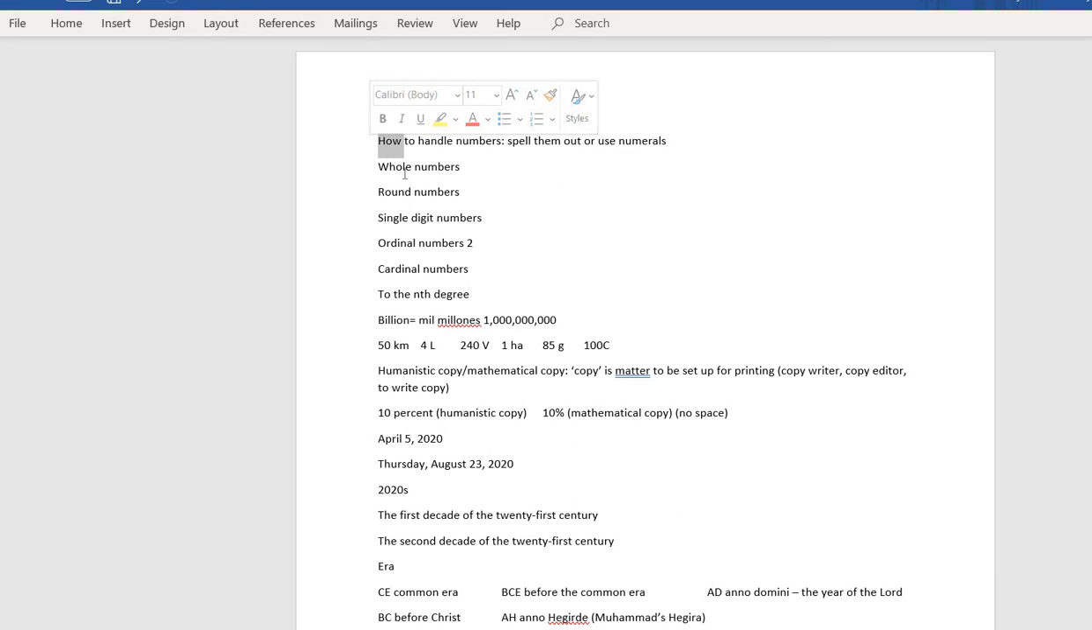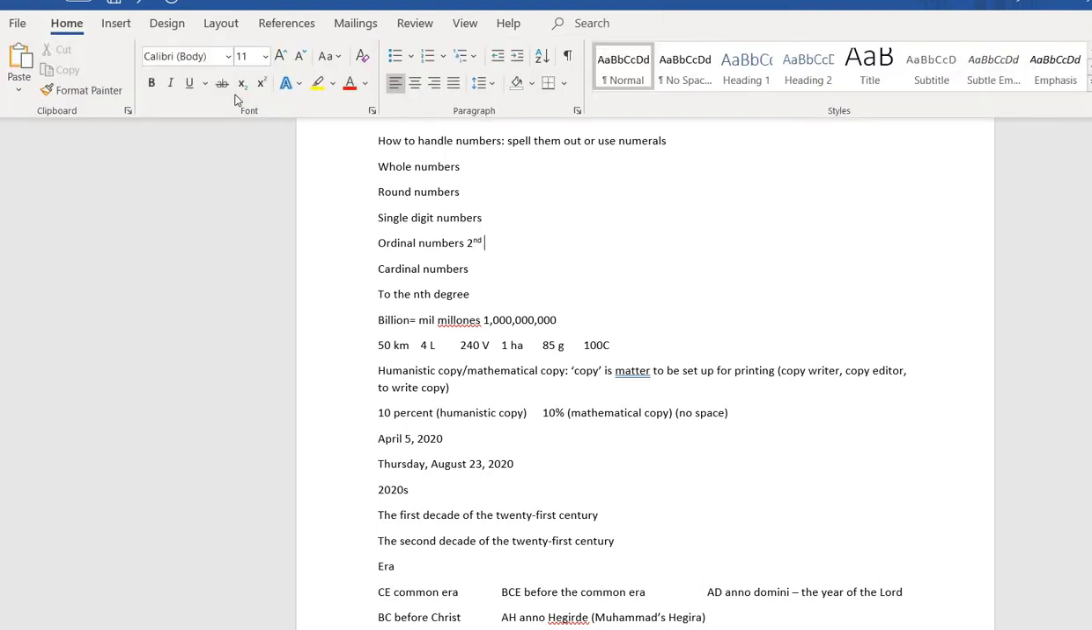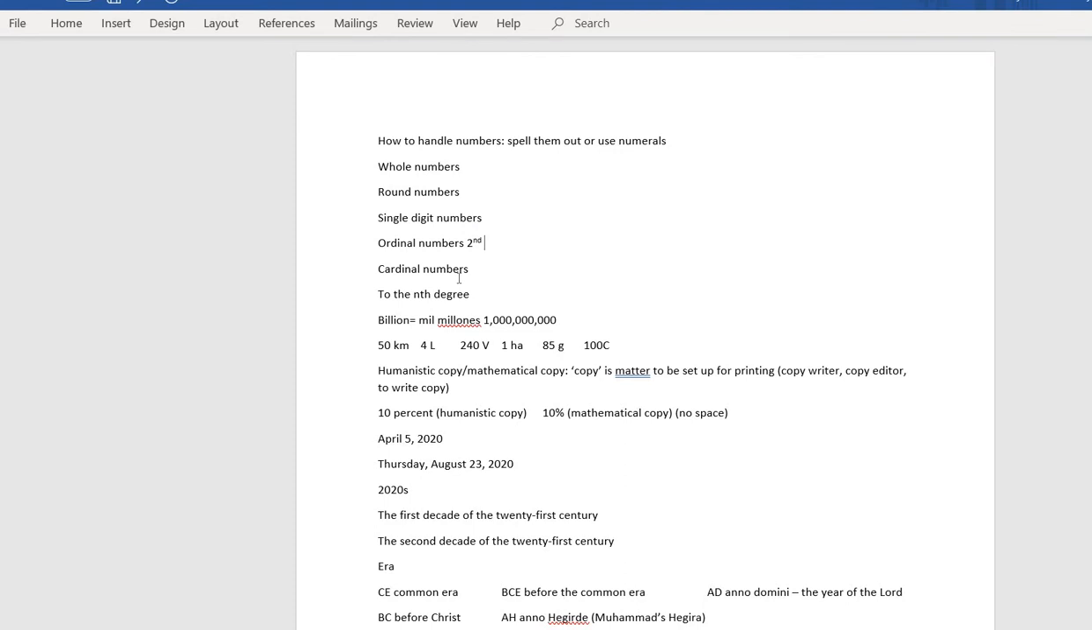Well, we spell out whole numbers, round numbers, single-digit numbers, ordinal numbers, and look at this. Oh, sorry, I'm using capitals. What happens is that you get the superscript, right, automatically, right? But this is no longer used, right? This is basically a thing of the past, right? So these are ordinal numbers that show order, and cardinal numbers, these are the ones that show quantity, right?